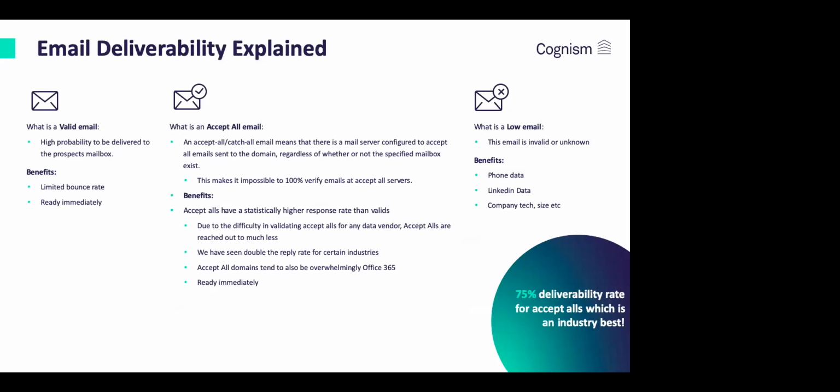Finally, what you will see is a low deliverability email. This means either the email's unknown, invalid, inactive, any of those reasons. Anything that is low deliverability, Cognism will not provide an email address for you. Even though we're not providing an email, there are still other contact data points that you can use, such as phone numbers, whether direct dials, mobiles, office numbers, and so on, social profile data, and of course the company information, such as what tech they're using, company size, estimated revenue, and so on.